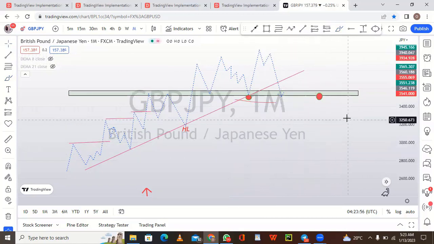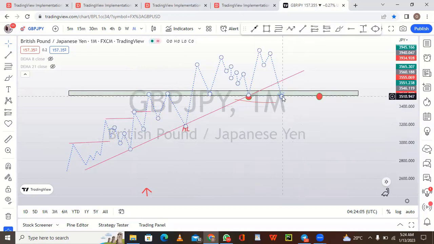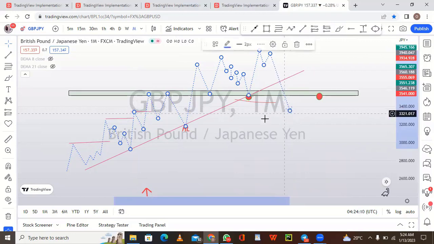Now you see me creating another point here. My observation now is that this trend line has been broken. So suppose I have something like this.